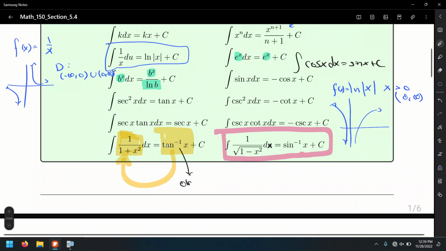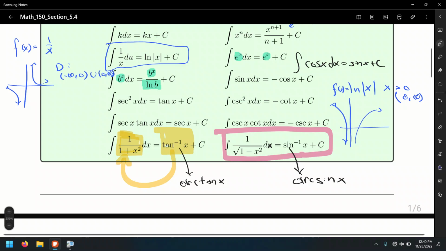This is arctangent, and this is also arcsine. All right, even the arc notation or the negative 1 power. Whoa, actually careful. This negative 1 is not an exponent.